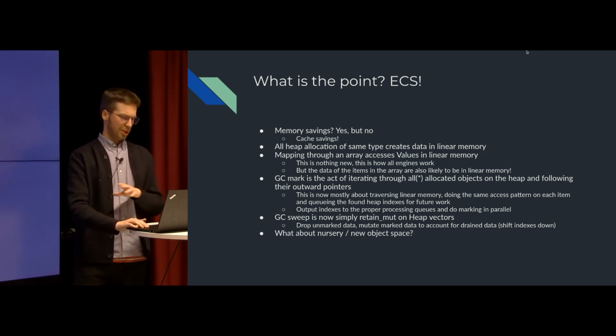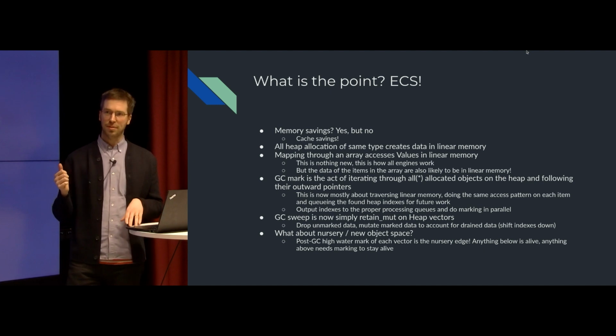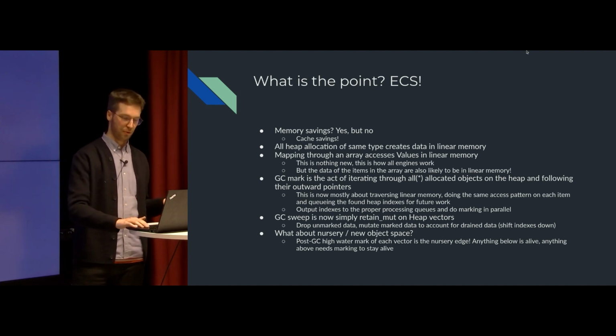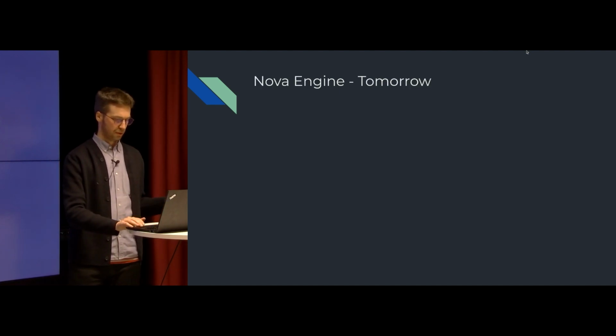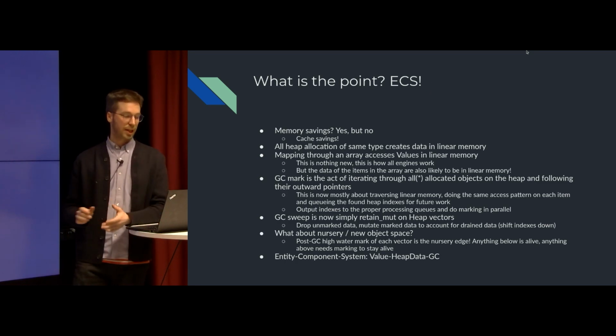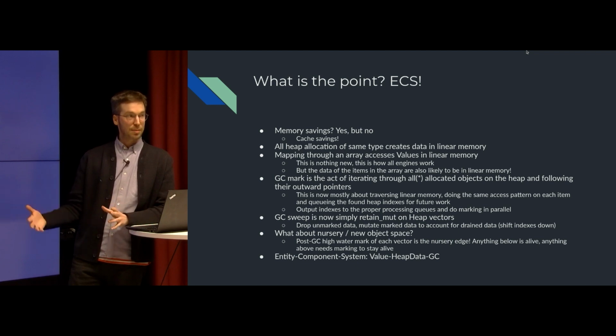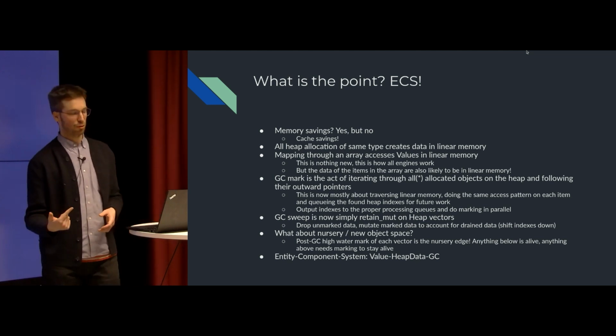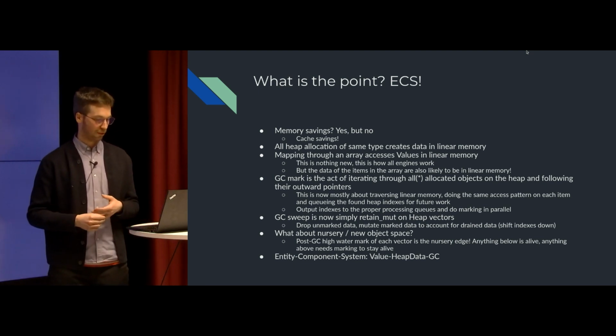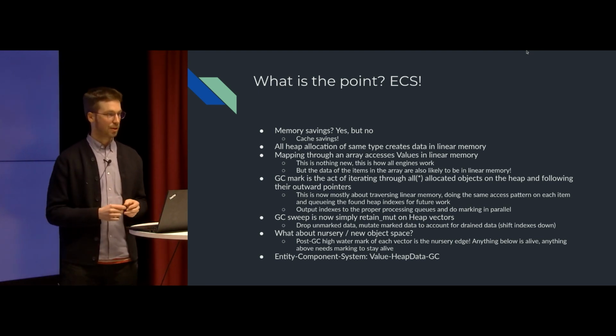GC also, let's actually skip these. We also get some nice benefits to how we get new space from this. But yeah, at the end of the day, our engine is an entity component system where our entities are the values, the components are the heap data that we keep in the vectors, and the systems that we have are mostly our GC, but also, of course, the user code that we run on it. But they can do whatever. But yeah, we get a nice entity component system.